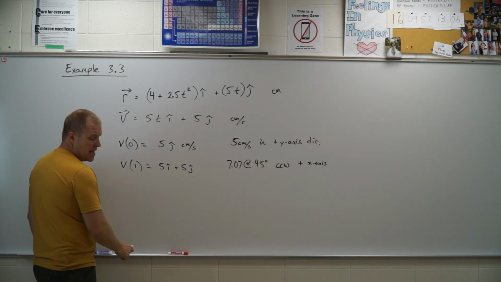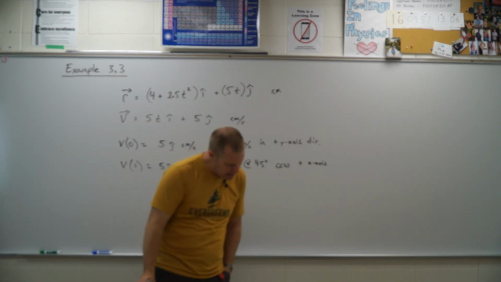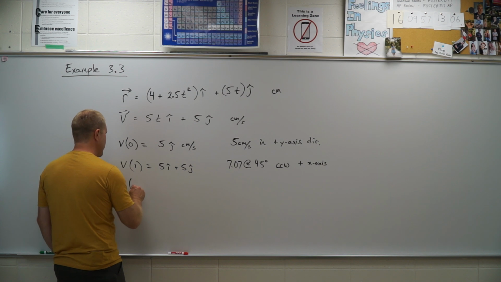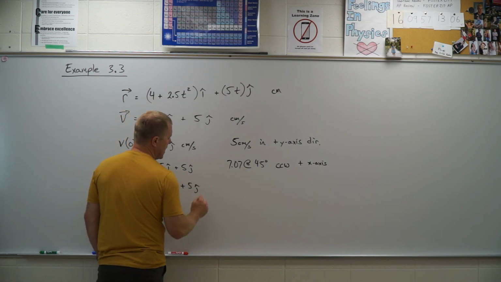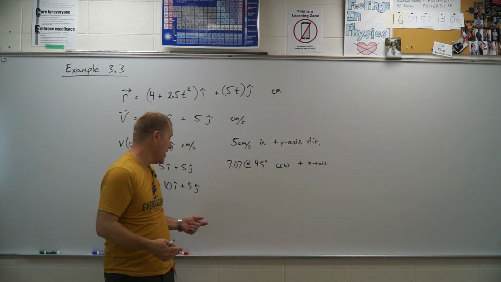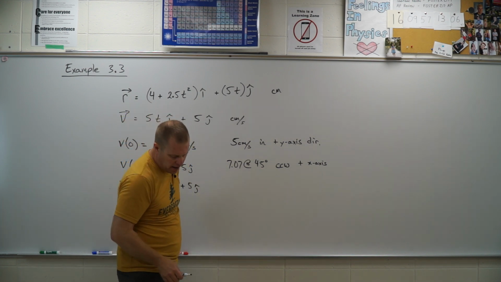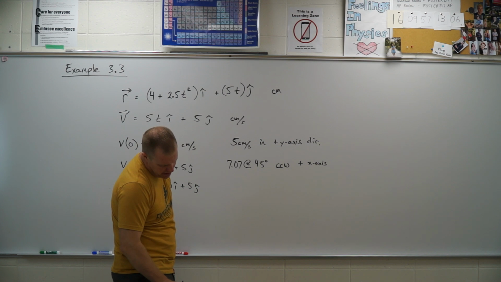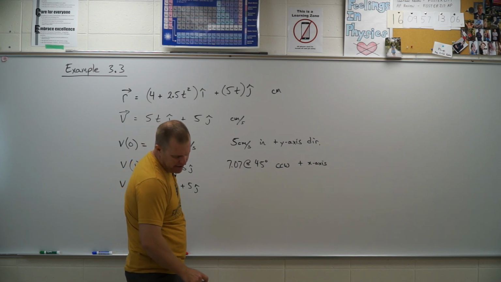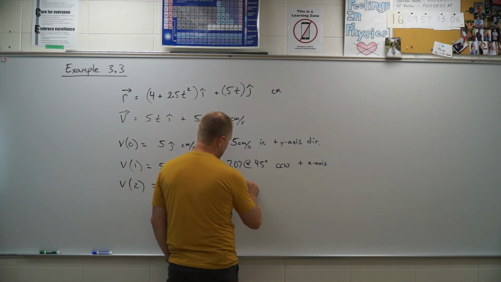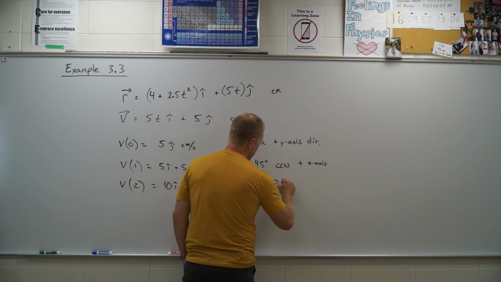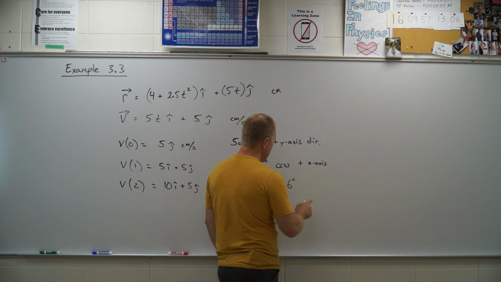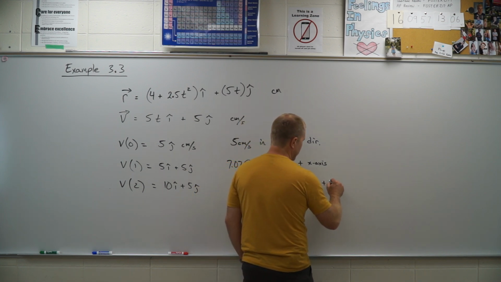And then our last one, the velocity at, was it 2 seconds? Was that the last one they wanted? Yep, the velocity evaluated at 2 seconds. So we got 10 i hat plus 5 j hat. So same kind of pattern, putting those together. So we're going to go 10 over, 5 up. Put in the Pythagorean theorem, and we should end up with 11.18 centimeters per second at 26.6 degrees. And this is also going to be counterclockwise of the positive x-axis.